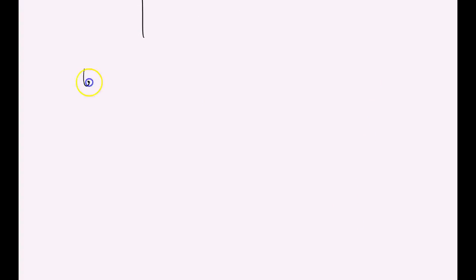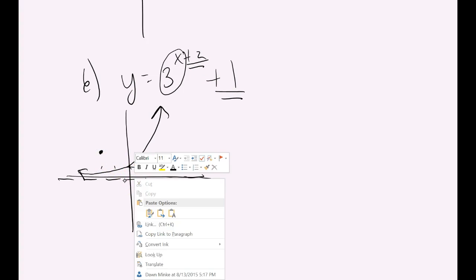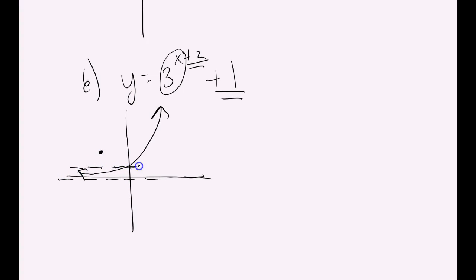Okay. Number 6. Alright, so now it's getting more and more complex as these go along, okay? So the parent is 3 to the x. Since 3 is bigger than 1, it's going to look like that. And then we move it around, left 2 and up 1, which means the asymptote goes left 2 and up 1, and then we recopy the curve. Whoa, something like that. Okay?